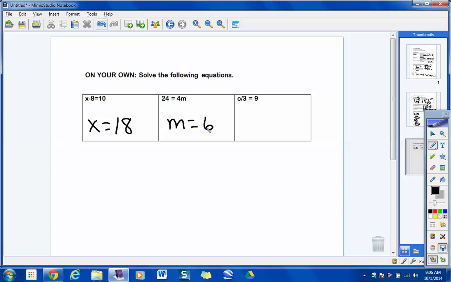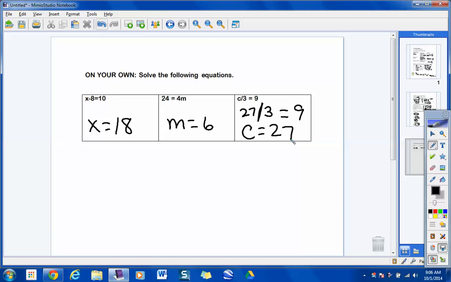Anybody know it? John: 27. Excellent. Check yourself. If I go 27 divided by 3, is 27 divided by 3 equal to 9? Yes. Good. So what does your C value have to equal here? 27. Okay, very good. All right, real quickly, any questions first of all?